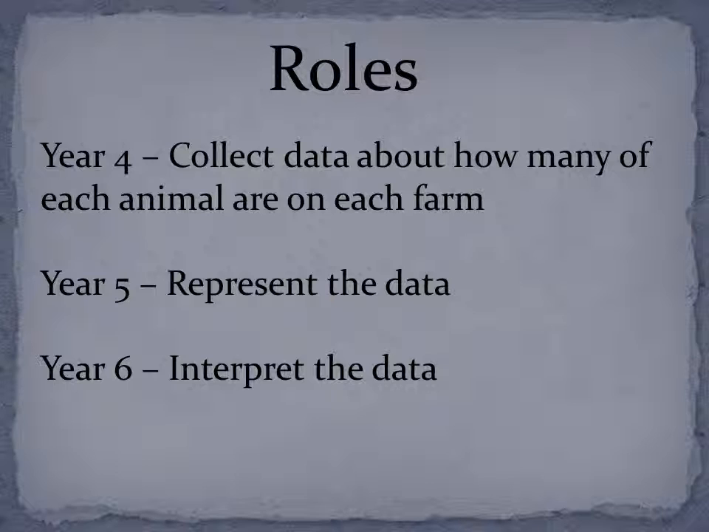John delegates specific roles to each year in the classroom. Year 4 needs to collect and record how many of each type of animal are on Jane and Joe's farms by surveying them. Using this data, Year 5 needs to represent the survey results into a graph. Using the survey and graph, Year 6 then need to interpret this information and check its accuracy to help John.